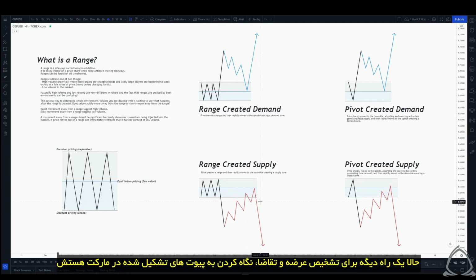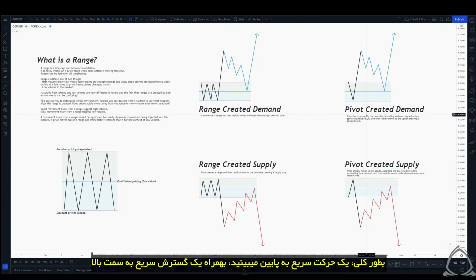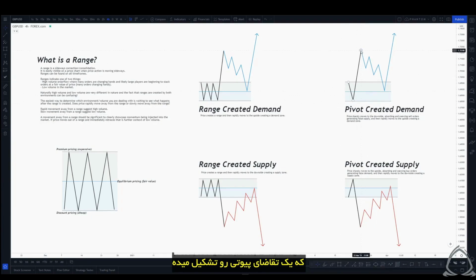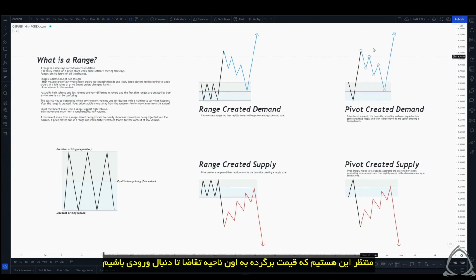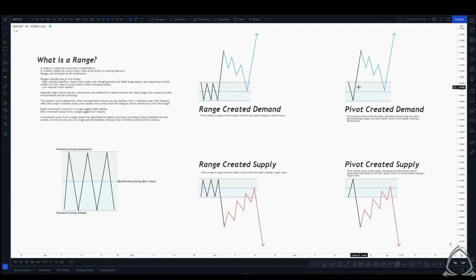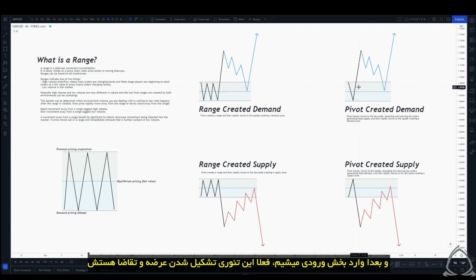Now, another way of identifying and mapping out supply and demand is looking at pivots created in the market. Generally speaking, what you'll see is a sharp move to the downside followed by a rapid expansion to the upside. That would create a pivot demand. Again, we're not anticipating catching the initial move to the upside. We're waiting for price to return back into that demand zone to look for our entries. And we'll touch on all of that later. Just conceptually, this is how supply and demand zones are created.